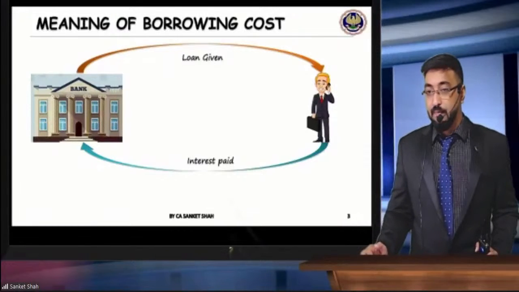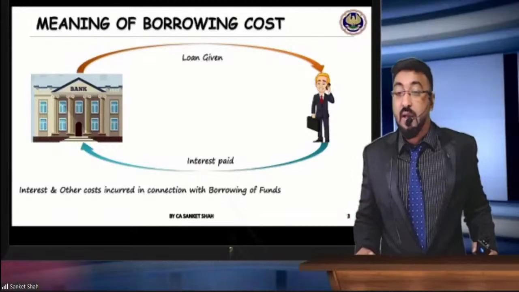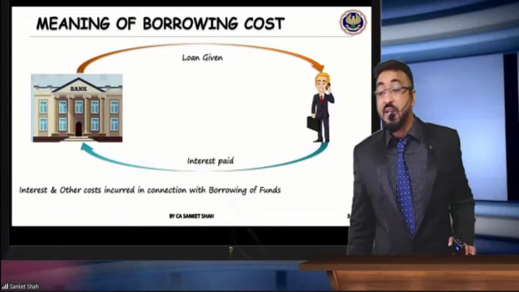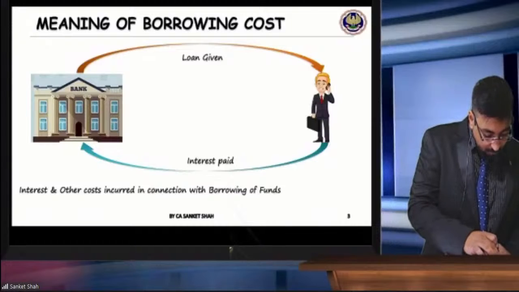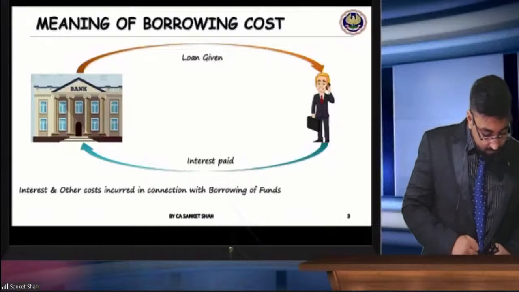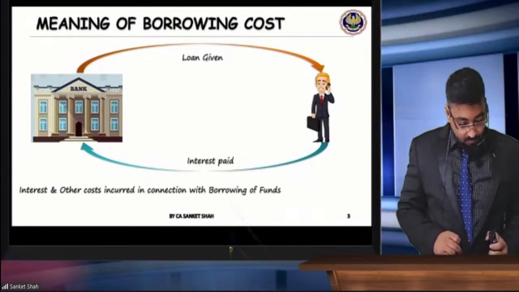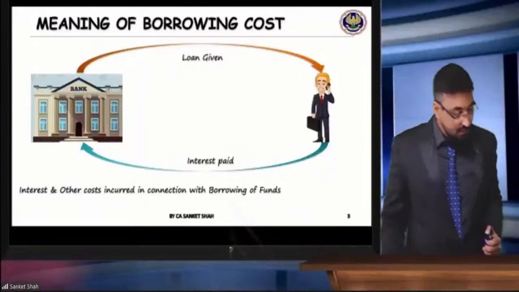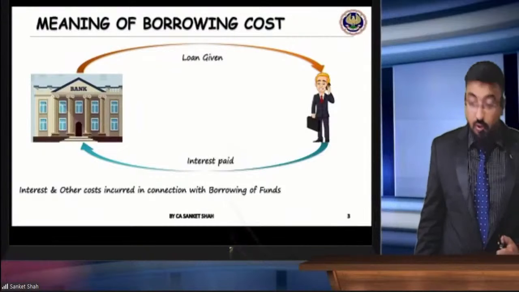Okay, sir. So now you understood what is the meaning of borrowing cost. Write down in meaning: interest and other costs incurred in connection with borrowing of funds.